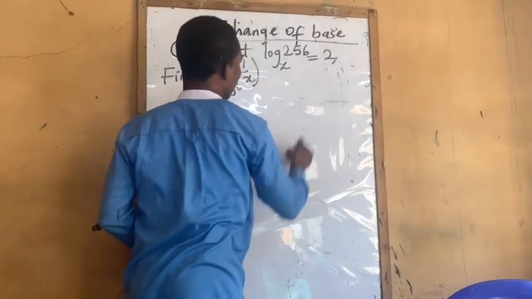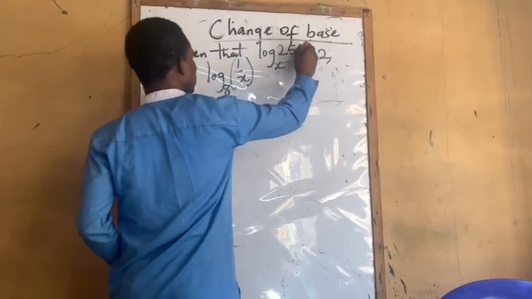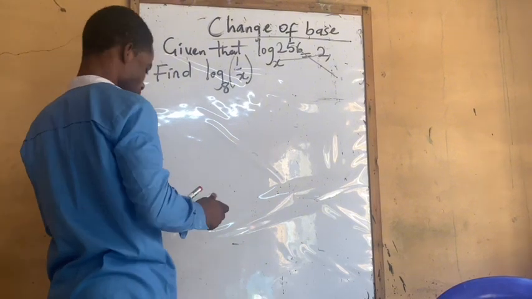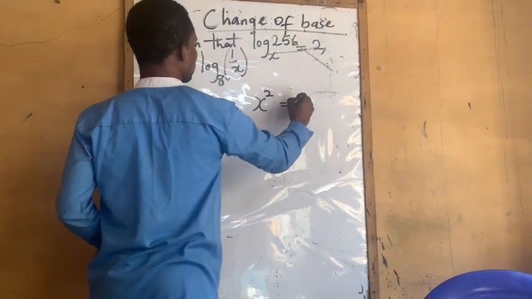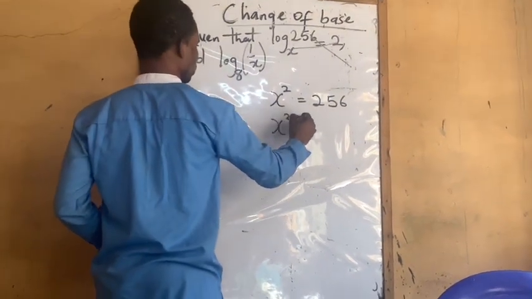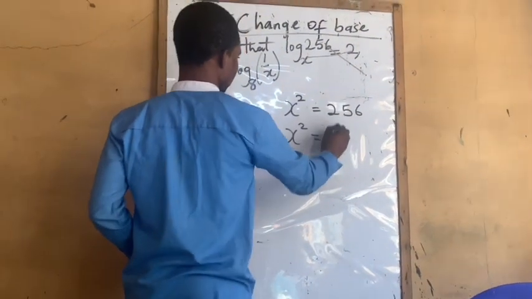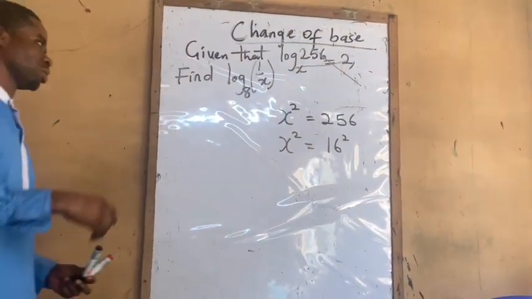We are still going to get our x out of this. If I want to get my x out of this, this one has the power, so this one will come out. That will be x raised to power 2 equals 256. That means x raised to power 2 equals, now, 256 is 16 raised to power 2. We check it, 16 times 16, that is too big.